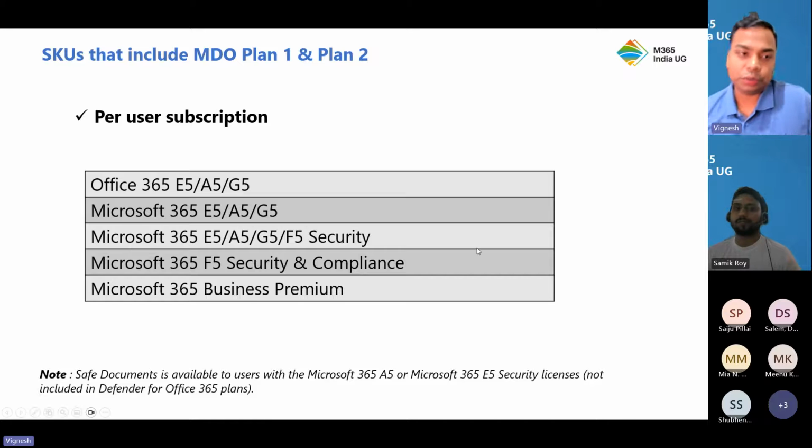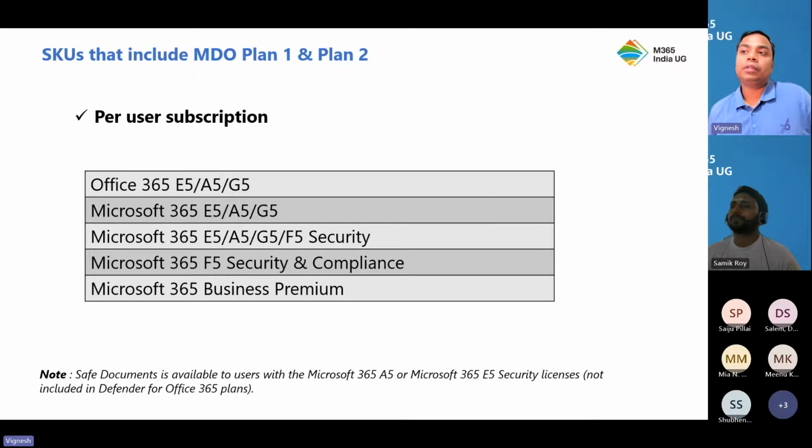So speaking about SKUs, now this is the $1,000,000 question, right? What are the SKUs that include MDO Plan 1 and Plan 2? First of all, everything that you see, at least for the Microsoft Defender stuff, is a per user subscription, meaning every single user should be licensed for it.